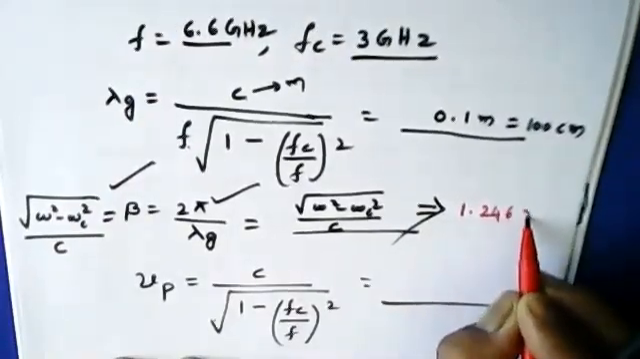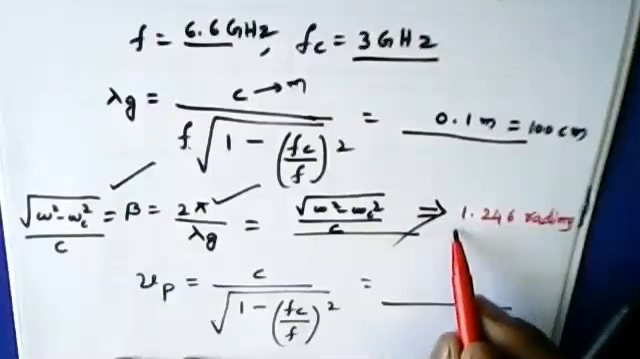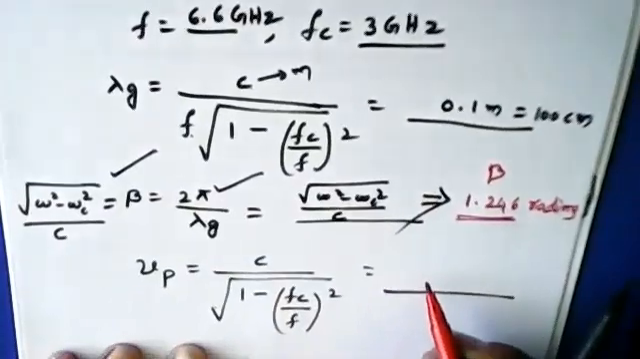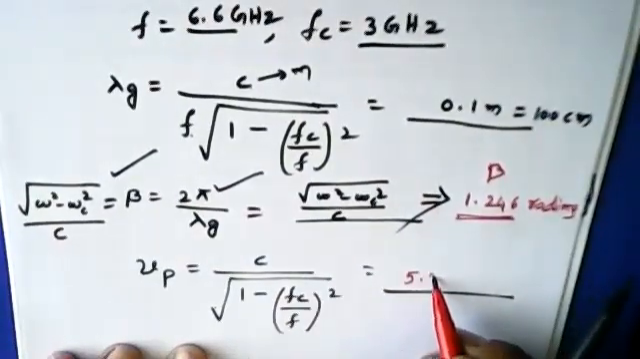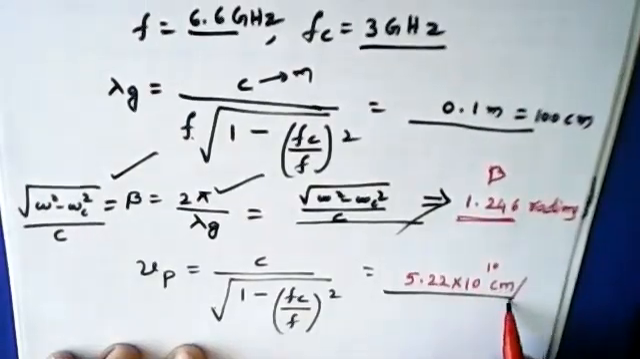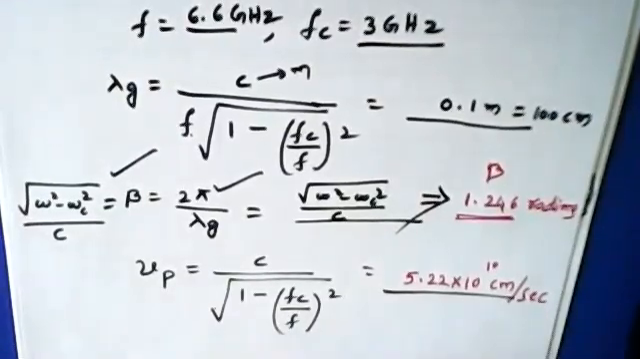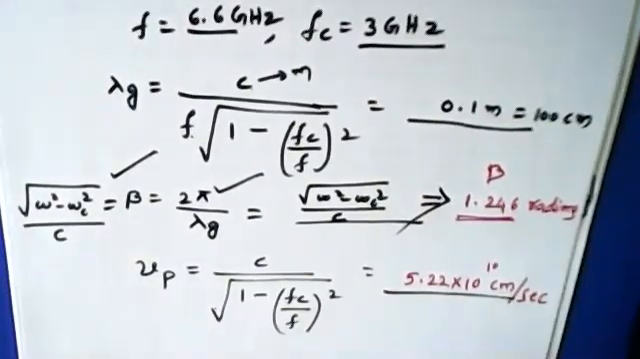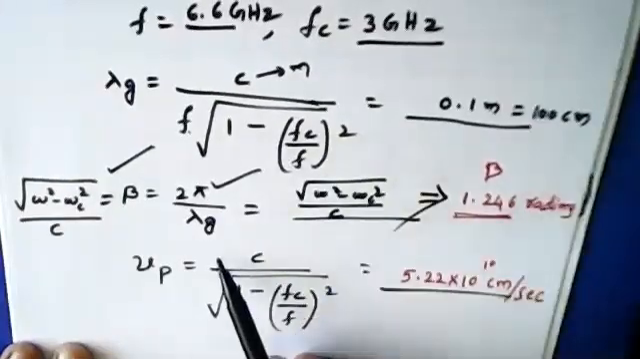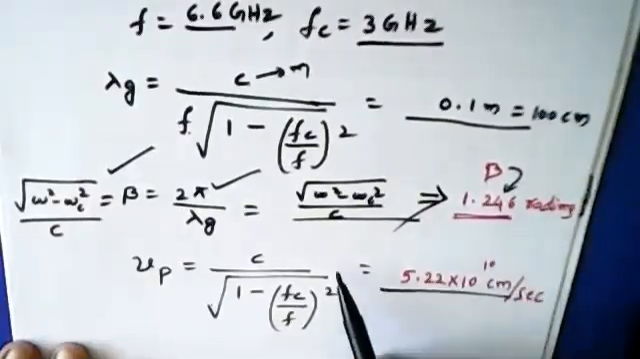1.246 radians. The unit has been taken as radians. 1.246 is the value of beta, and the phase velocity has been obtained as 5.22 into 10 to the power of 10 centimeters per second. This is the value of phase velocity which I have got from my calculations, and try to cross-check the values with lambda g, the correct calculations, whether it is tallying with this or not.